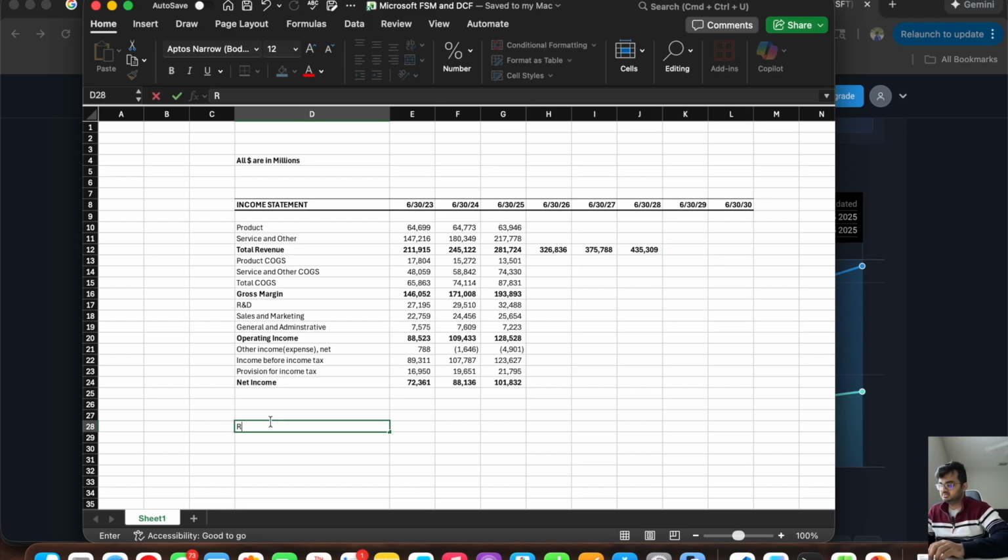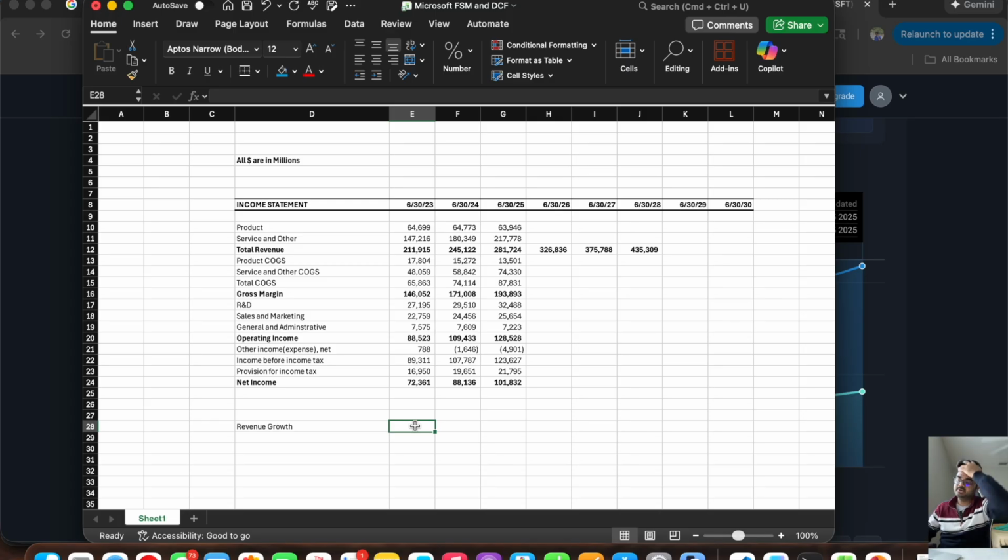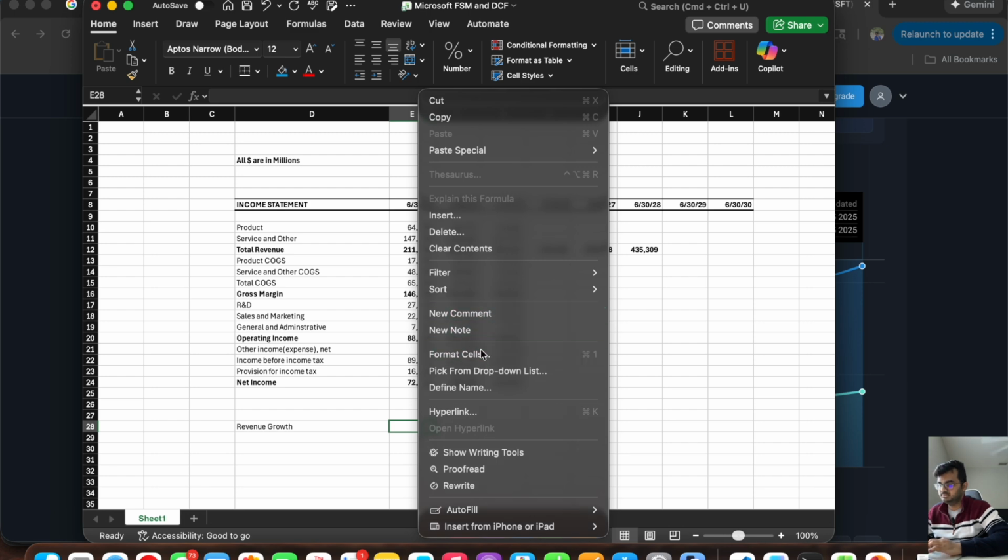For this, I'm going to go here and type in revenue growth. For these five or six years, I will evaluate the revenue growth. Here we cannot do it because we don't know the revenue for 2022. So I'm just going to shade this out.